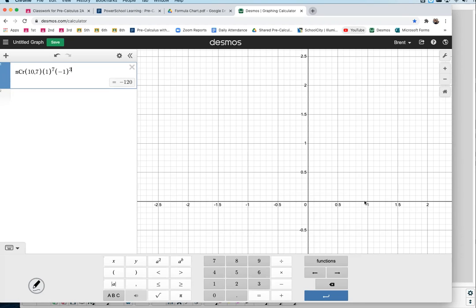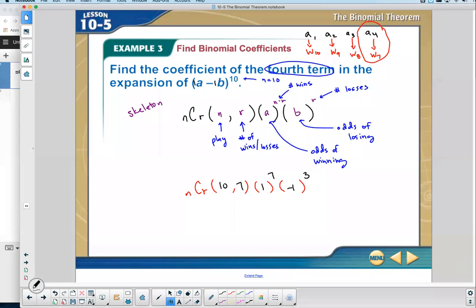So my number is -120. This means I have -120, and they're using the letter A here, A to the 7th power, because I won 7 times. A to the 7th. And if A is 7, that means B is 3, because they have to add up to 10. That's my fourth term. That's A4 right there. So that's my answer.